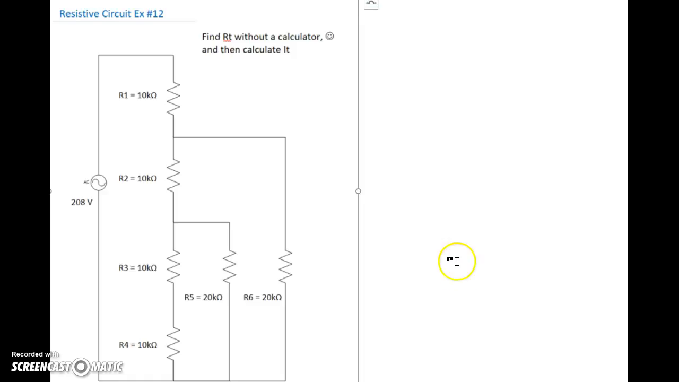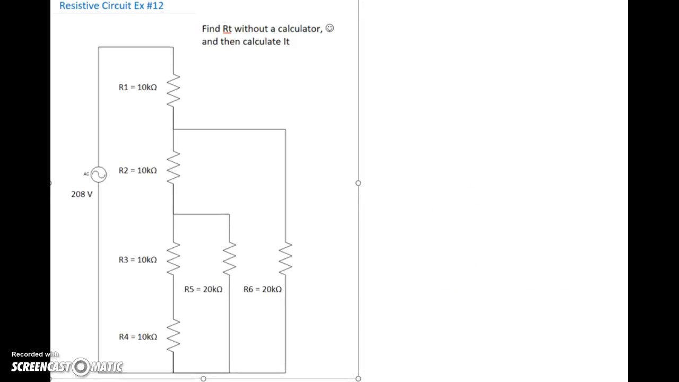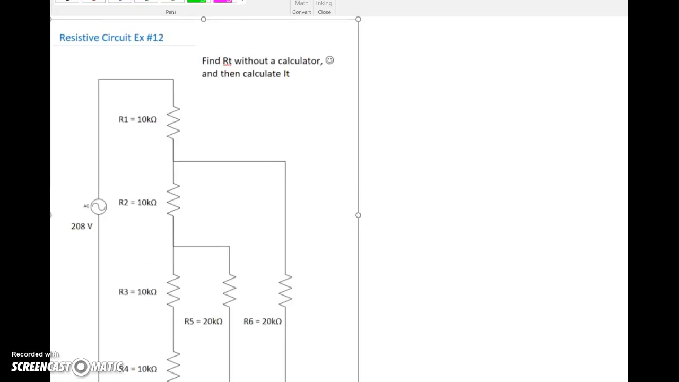All right, guys, let's take on this next resistive circuit here. Number 12, we're going to tackle this the same as we did number 11. First, what we're going to do is draw in where our parallel nodes are.